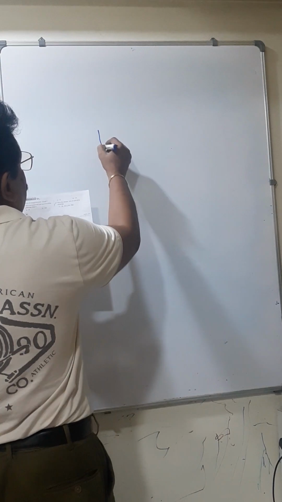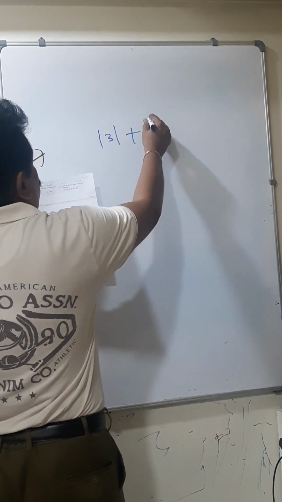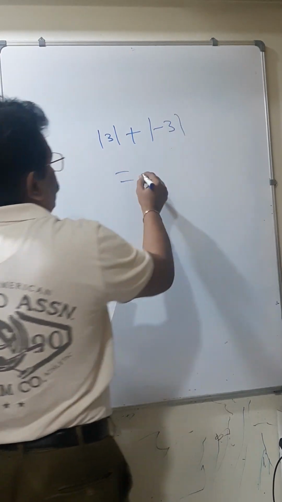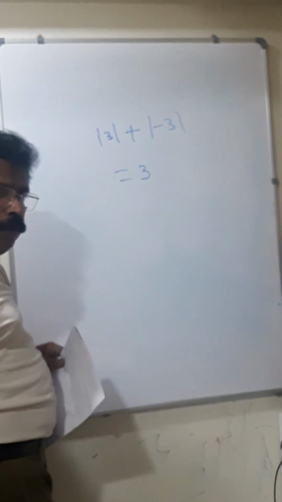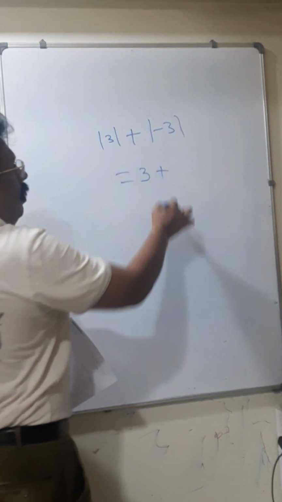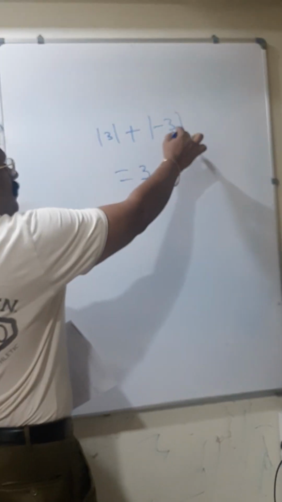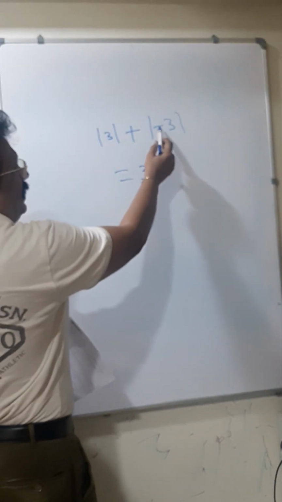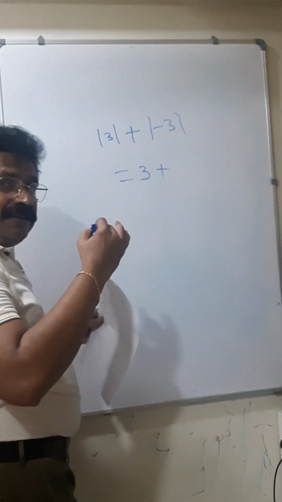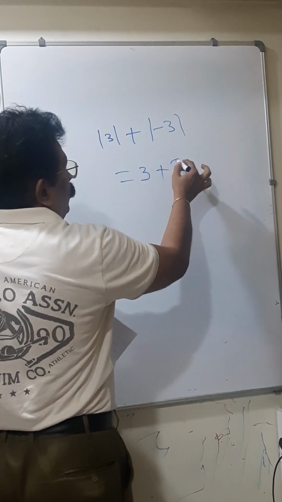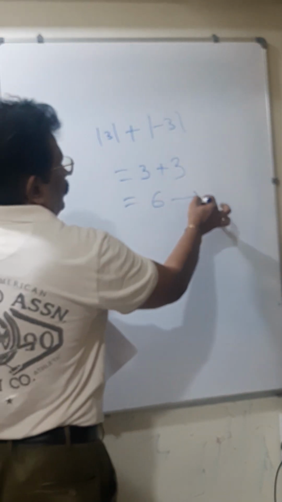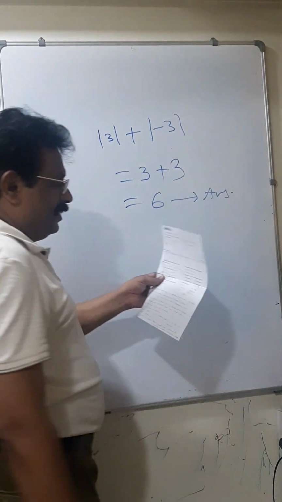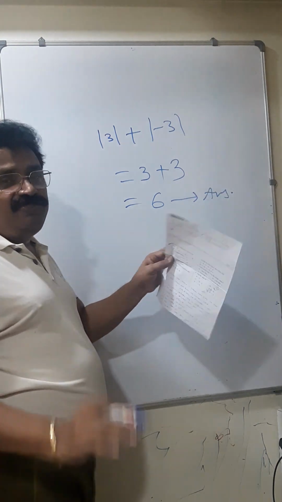Last one. Absolute value of 3 plus absolute value of minus 3. So what is absolute value of 3? 3. Plus को as it is उतराया. Absolute value of minus 3. अंदर है minus. So minus sign will go away. Only the numerical value will come. 3 plus 3. That is 6. This is the answer. With this we end exercise 2.1.